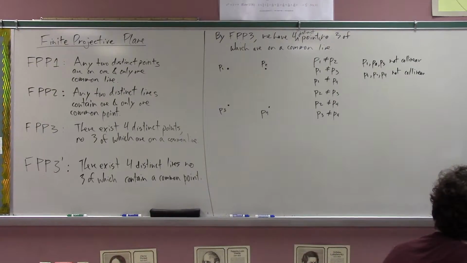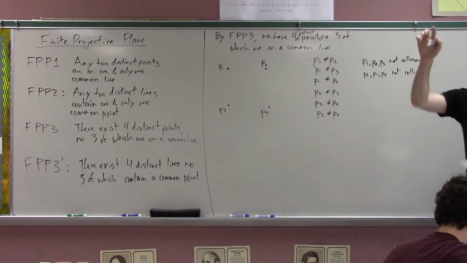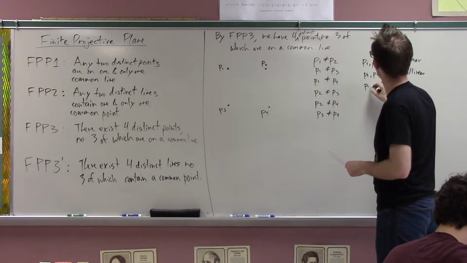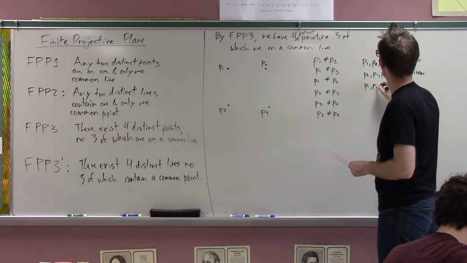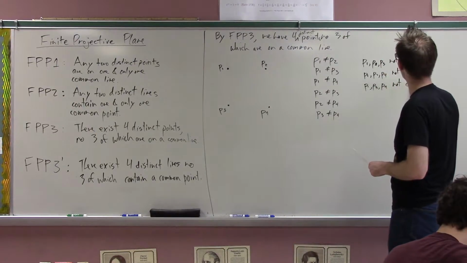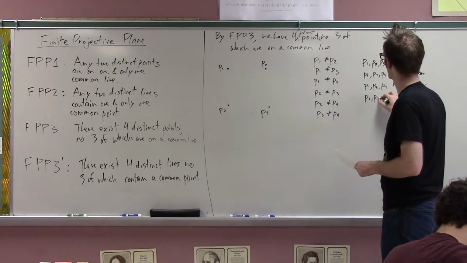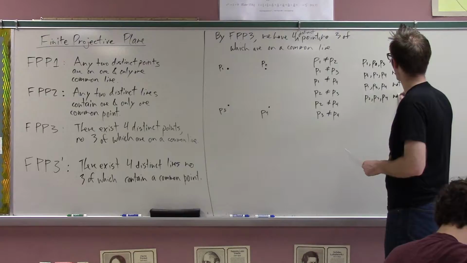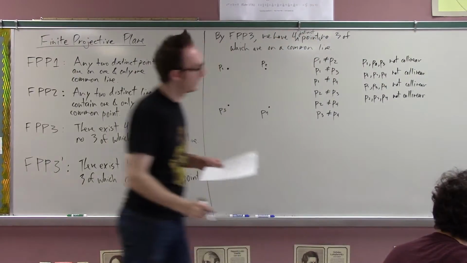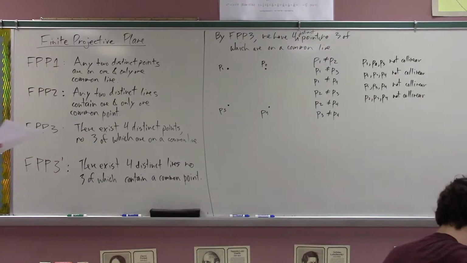There are 4 of them, right? Because for each, it's just 4 choose 3, basically. So P1, P3, P4: those 3 points are not collinear. There's no line through them. And finally, P2, P3, P4 not collinear. Okay. Good. All right.